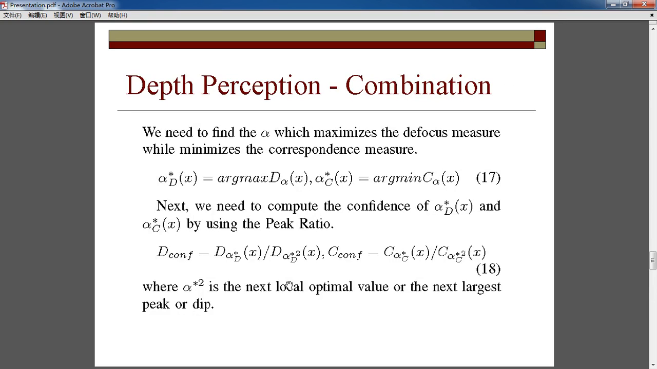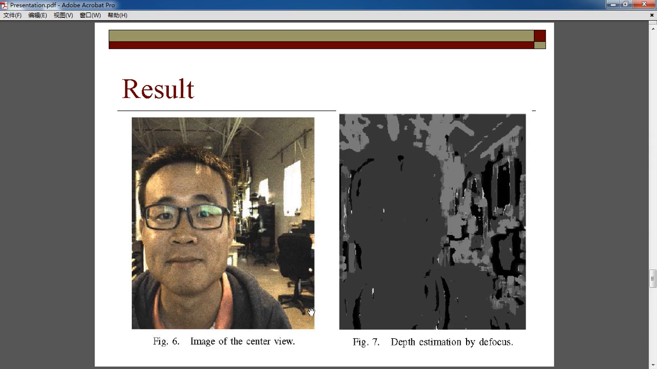And then we can combine the information from defocus and correspondence. We need to find the alpha which maximizes the defocus measure while minimizing the correspondence measure. And next, we need to compute the confidence of alpha d and alpha c by using the peak ratio, which is equation 18, where alpha star square is the next local optimal value, or the next largest peak or dip. And this is the result.